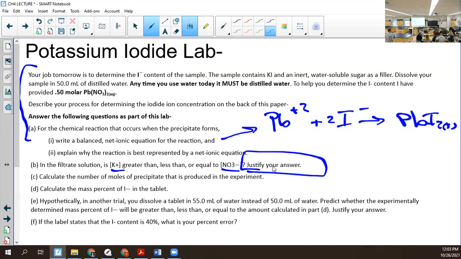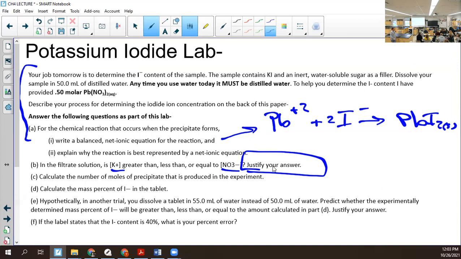And then I can't do anything about it. Okay. Does anyone have an idea that they're willing to share? Go ahead. It would be less than because the potassium is part of the limiting reactant. Okay. So says less than because it was part of the limiting reactant. Who agrees with that? Anybody? Okay, that's a great answer. Does anyone have a different answer that they want to share?